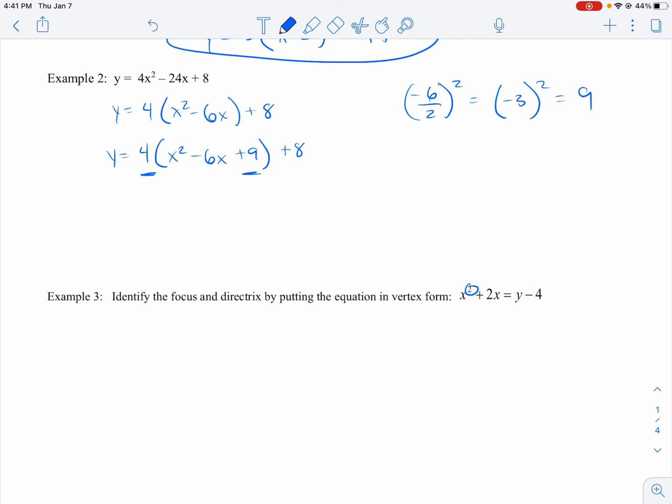So in order to make sure I'm not breaking any rules, I can't just add something to one side of the equation and call it good. I have to actually subtract that number, and that number is 36. And again, if you don't believe me, run it through real quick.